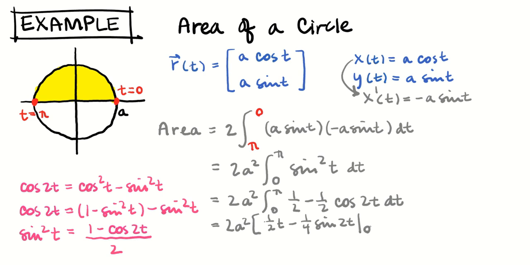All right, I'm going to evaluate that from 0 to pi. And I'll get 2a squared times half of pi minus 1/4 of the sine of 2 pi. Well, the sine of 2 pi is 0. And then when I plug in t equals 0, I'll get half of 0 minus 1/4 of the sine of 0. And, okay, I've got 2a squared times pi over 2, which is pi times a squared, which is what we already knew, right? The area of a circle. So that's how it works.